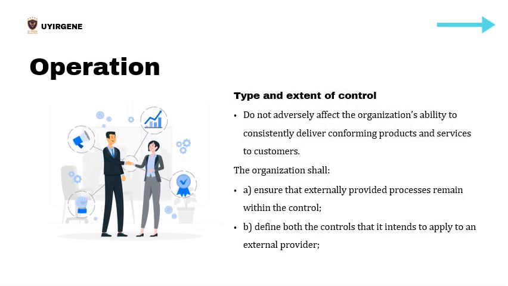Type and extent of control. The organization shall ensure that externally provided processes, products and services do not adversely affect the organization's ability to consistently deliver conforming products and services to customers. The organization shall ensure that externally provided processes remain within the control of its quality management system. Define both the controls that it intends to apply to an external provider and those it intends to apply to the resulting output.